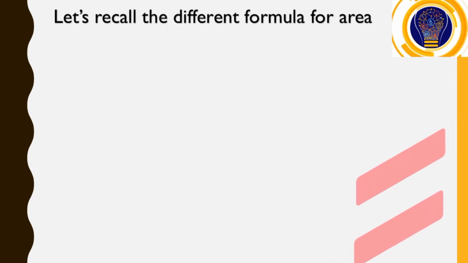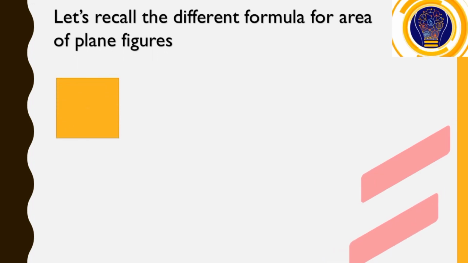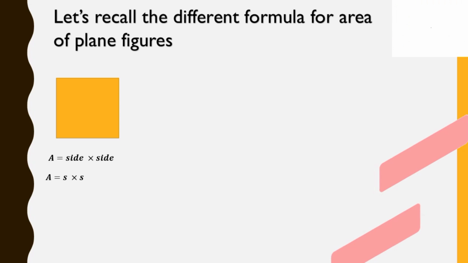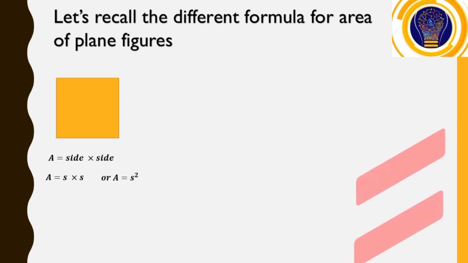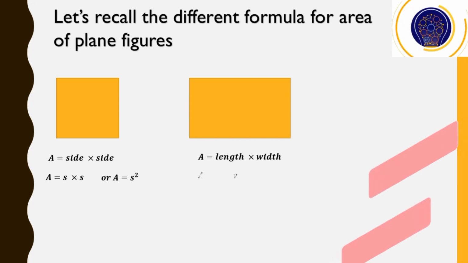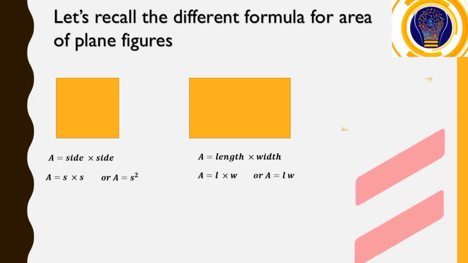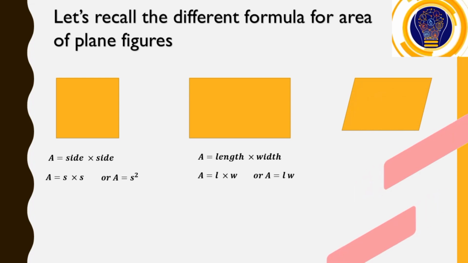Our lesson. Let's have a review of the different formulas on how to solve the area of plane figures. The first one is, let's recall the different formula for area of plane figures. This one is a square, and the area of square is equal to side times side, or S times S, or area is equal to S squared. And next, if we have rectangle, we have length times width, or L times W, or LW. And we have here a parallelogram.